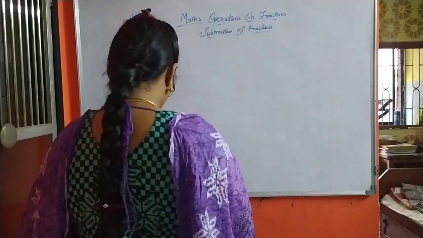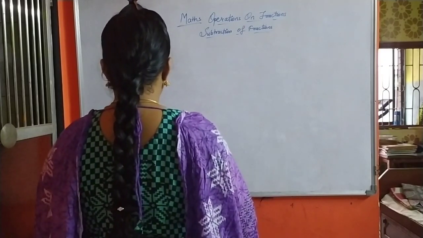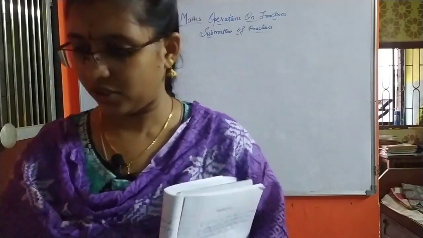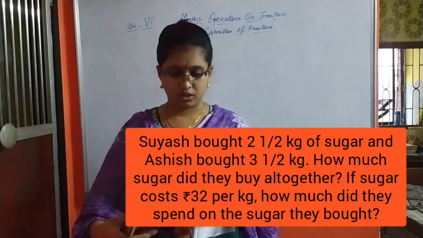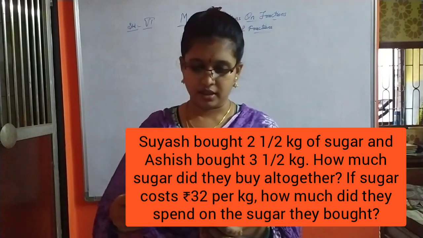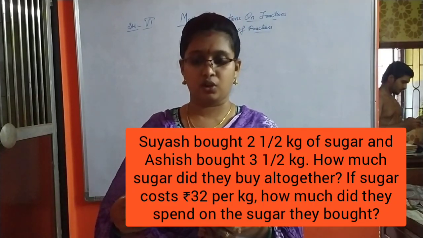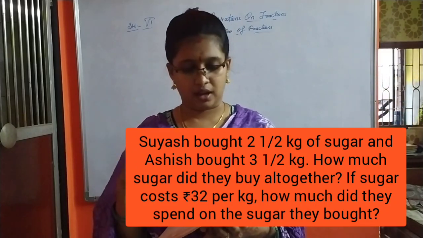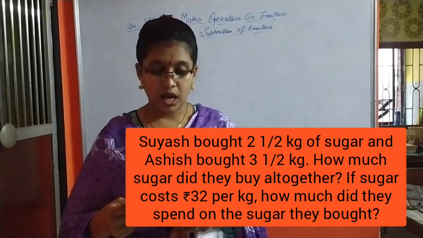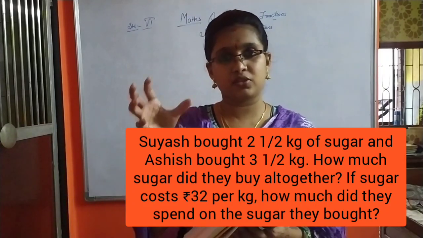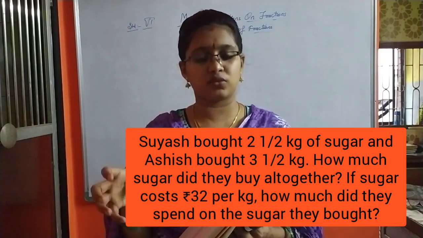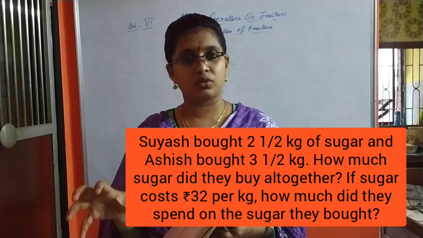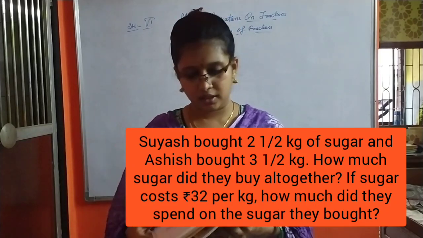Yeah. So moving to your word problem. Here we have a question that Suyash bought 2.5 kilo of sugar and Ashish bought 3.5 kilo of sugar. So both the children, Suyash and Ashish, bought 2.5 and 3.5 kilos of sugar. How much sugar did they buy all together? That means together in total. How much did each of them buy? If we add whatever kilograms we get, that is the total weight of sugar bought by them.